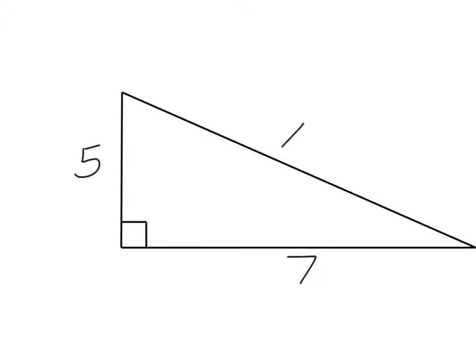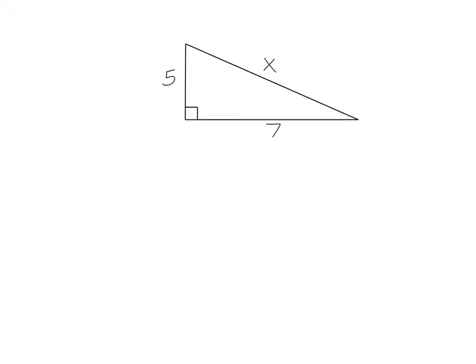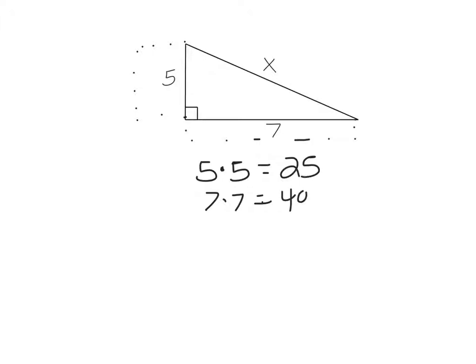Okay, the first thing I'm going to do is mark my missing side as x. I see that that missing side is a hypotenuse. So I know that the hypotenuse as a square equals the smaller 2 sides, the legs, as squares. So let's see. I need to make 5 a square. 5 times 5 is 25. I need to make 7 a square. 7 times 7 is 49. My hypotenuse is x, so x times x equals my smaller 2 squares added together.